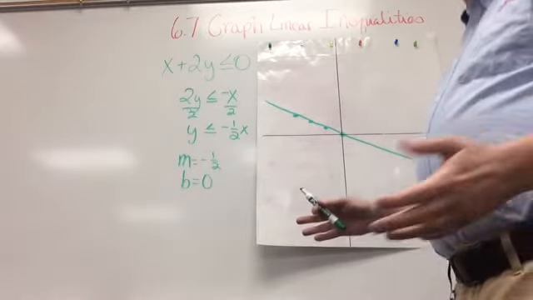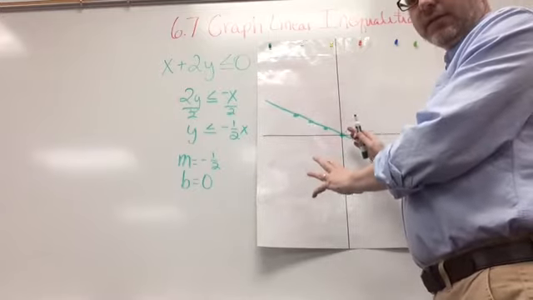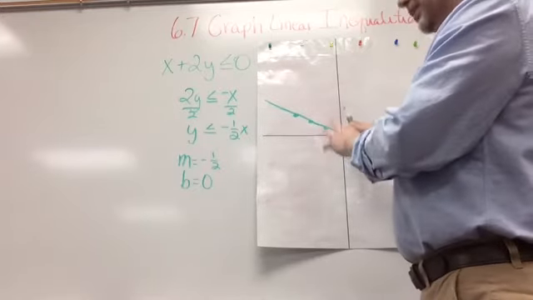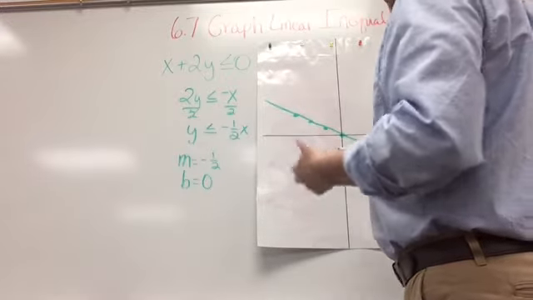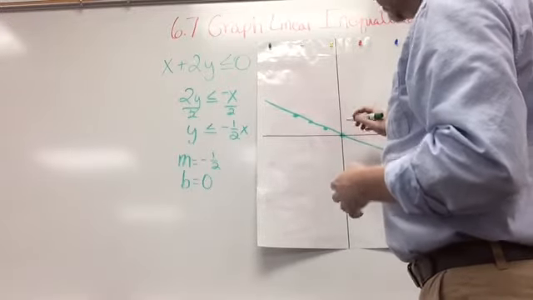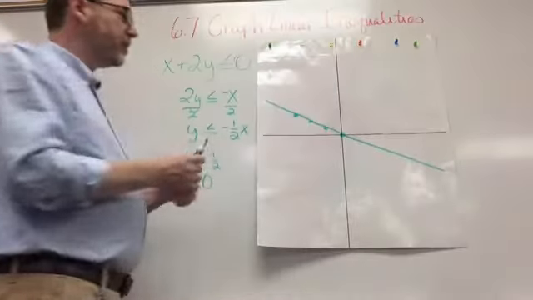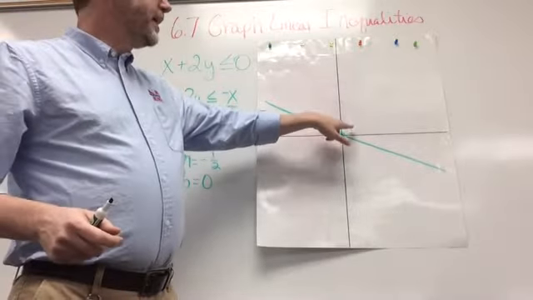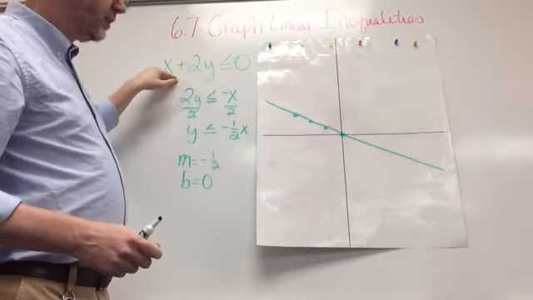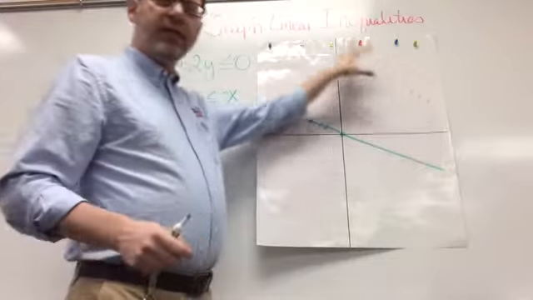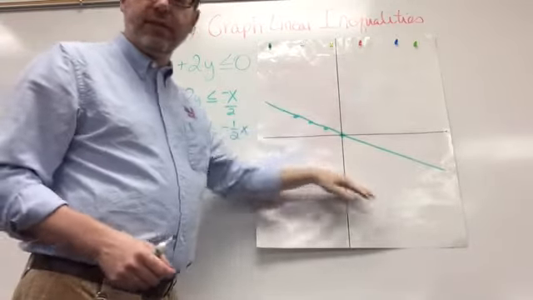Now, I told you a few minutes ago that we always want to test a point, and if we can test the origin, that's always better, 0, 0. But in this case, the origin is on the line, so I can't use it as a test point, so I have to pick something else. Well, I'm going to pick 1, 1, just because 1, 1 is just about as easy as 0, 0. And I want to see, is 1, 1 a solution to this inequality? If it is, then I shade everything up here. If it's not, then I have to shade everything down here.